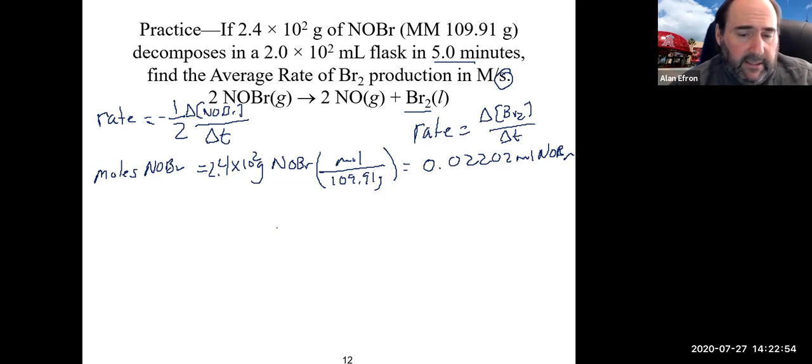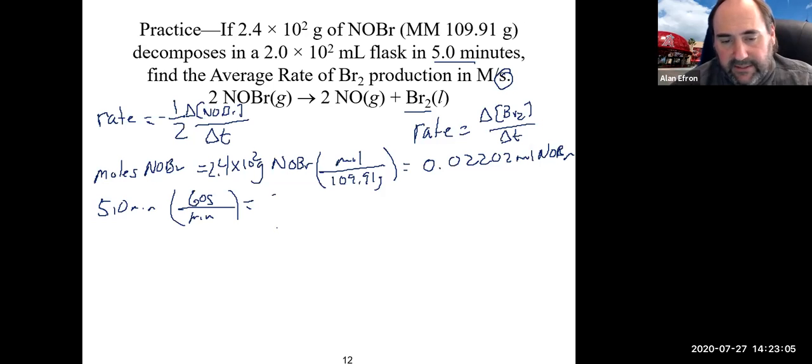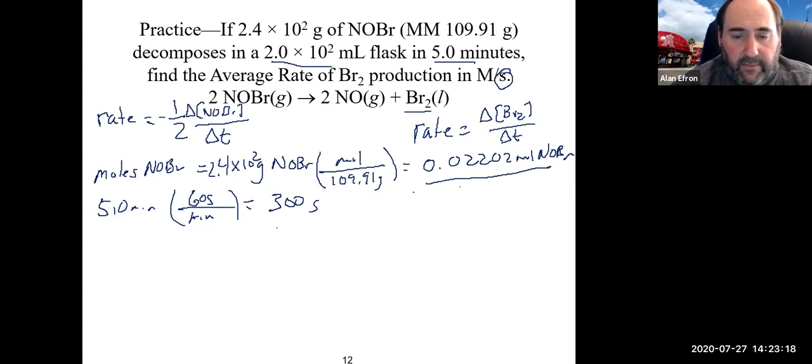I'm also going to change my minutes into seconds because ultimately we're looking for seconds. Again, at some point you need to do that. So we'll just do our 5 minutes, and a minute is 60 seconds, so it's going to give me 300 seconds. So we basically now have the moles, we have the seconds, and we also have 200 milliliters, which is 0.2 liters, right?